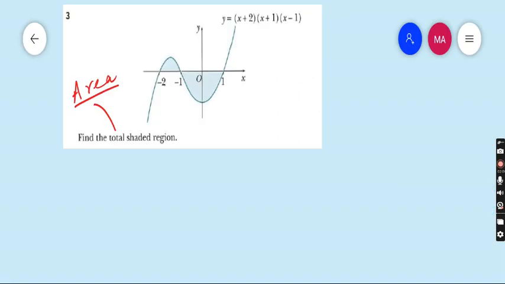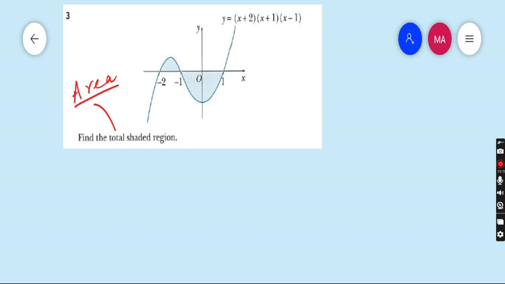The diagram is given and we have to find the total area of the shaded region. One word is missing; I wrote "area", it is a printing mistake.